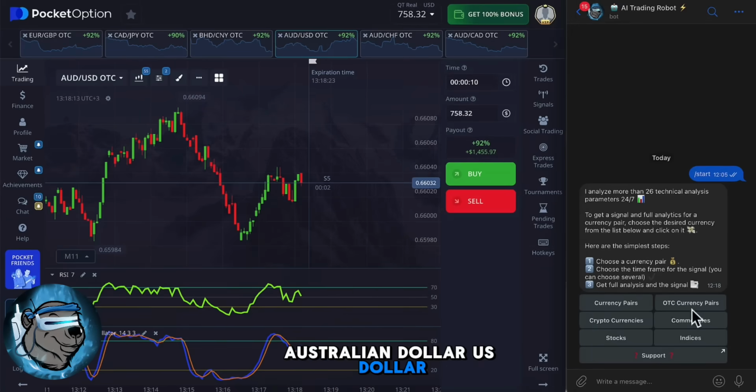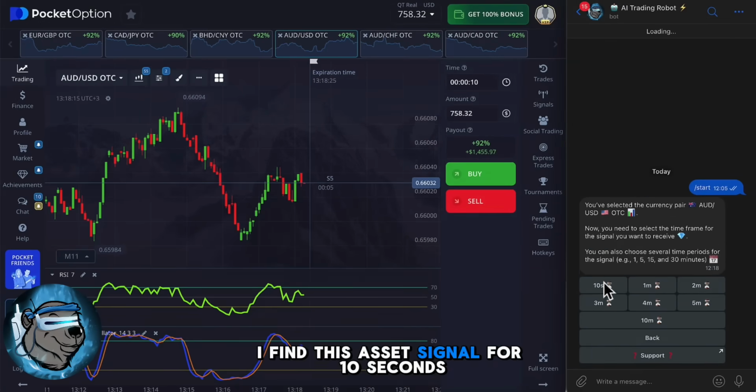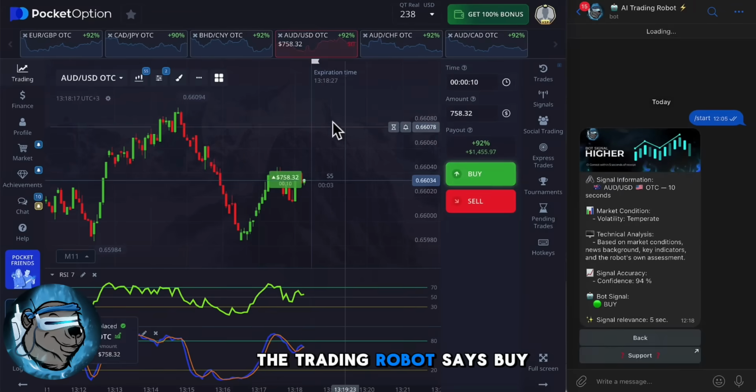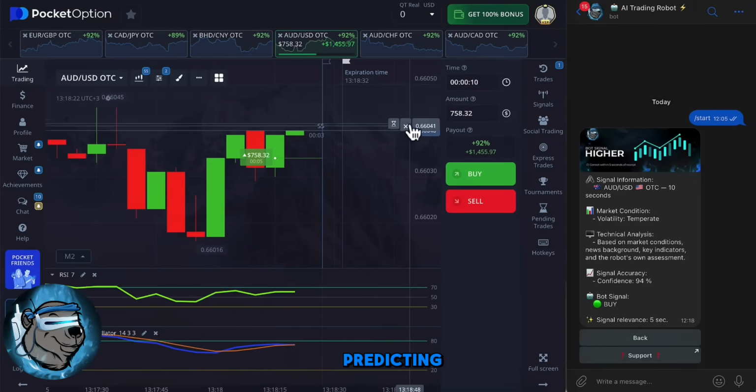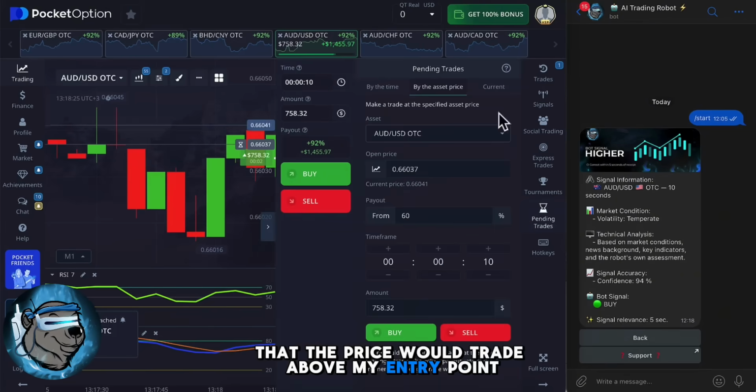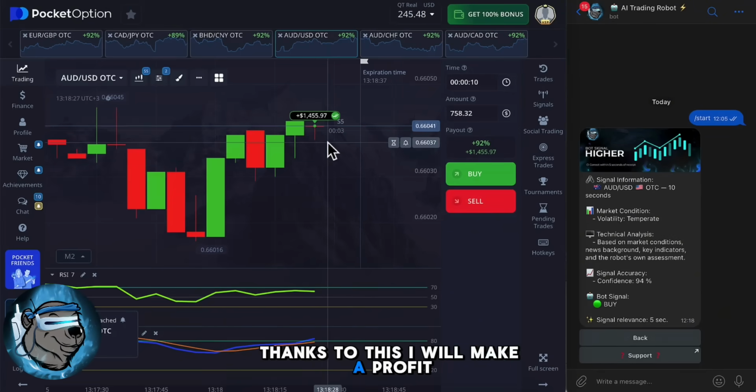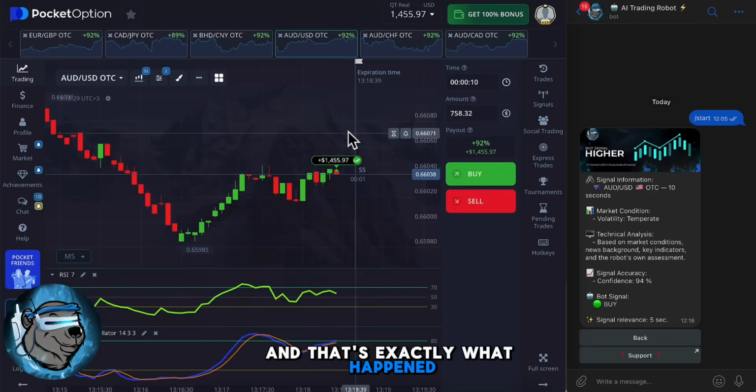Australian dollar, US dollar. I find this asset, signal for 10 seconds. The trading robot says buy. I immediately opened the buy trade after the signal, predicting that the price would trade above my entry point. Thanks to this, I will make a profit. And that's exactly what happened.